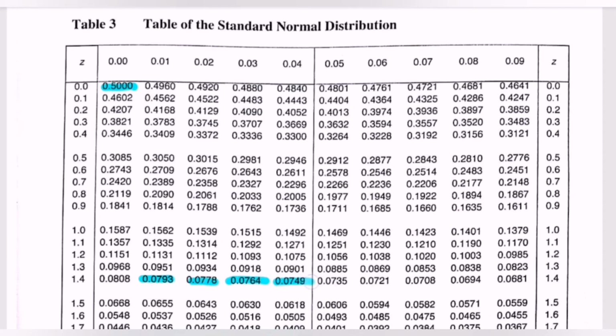And we have 0.0749, which is the nearest to the value 0.075. So our value will be 1.4, and then we have 0.04. So the value of Z would be 1.44 for the situation. For the probability, 0.075, where we have the nearest probability.